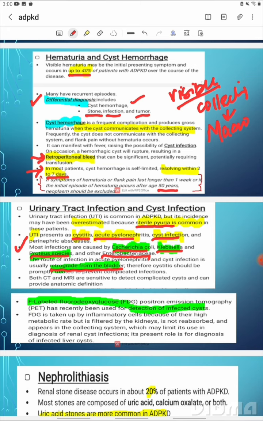If we are suspecting UTI, we do our basic workup in the form of urine routine examination or urine cultures. But if the cyst is infected, we can do a CT or, for that matter, MR, which are a good source for detection of anatomic localization of the cyst. But to differentiate between an infected cyst and a benign cyst, there is more advanced imaging called F-18 fluorodeoxyglucose positron emission tomography.